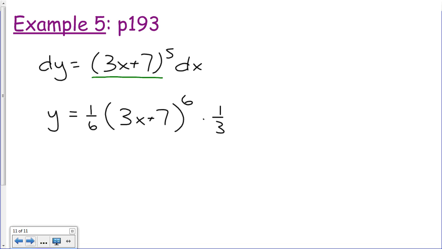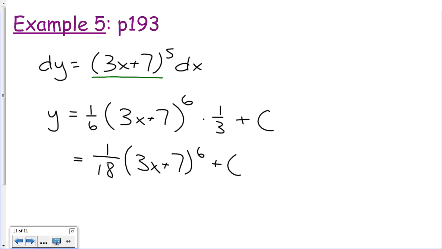And notice the dx doesn't get carried down here, because when I take the derivative to find the differential of y, the dx just shows up. I just multiply by it, so in this case I'm going to divide by it to get rid of it. And of course, any time we find an antiderivative, we always have a plus c at the end. So y must equal this. Let's simplify a little bit: 1/6 times 1/3 is 1/18, times 3x plus 7 to the 6th, plus c.